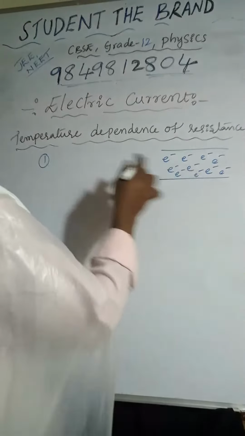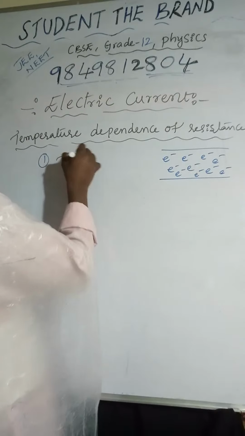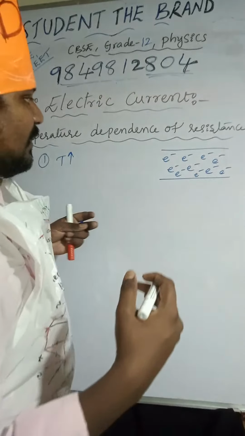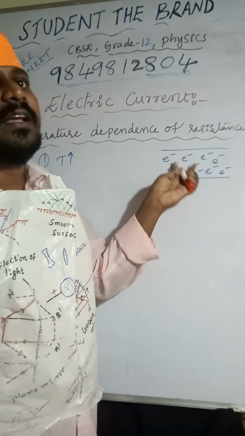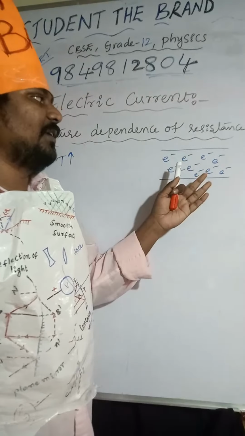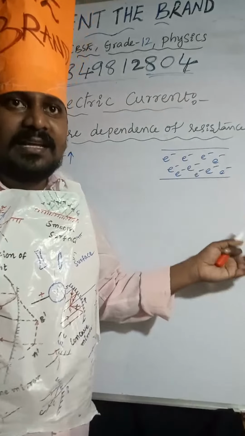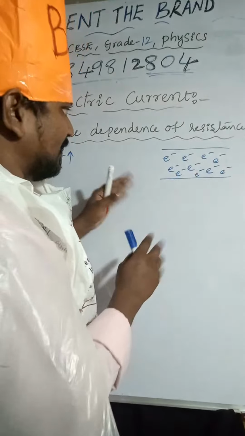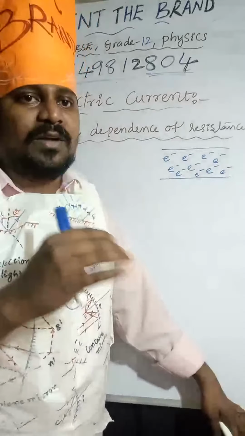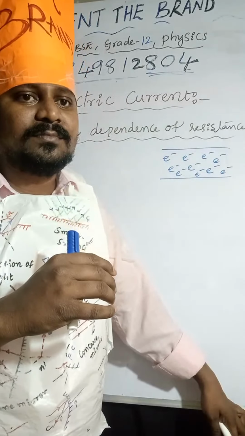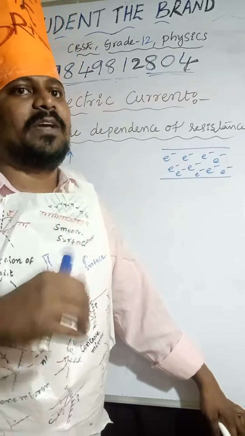Okay, so when temperature increases, free electrons increase. So electrons will move with a greater amplitude, so that conductivity increases. Actually, when temperature increases, two things will happen at a time. I'm explaining one by one.